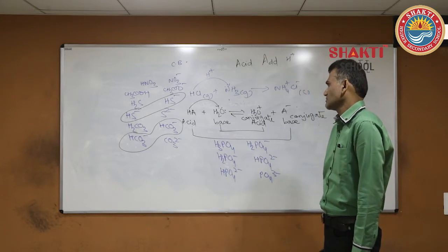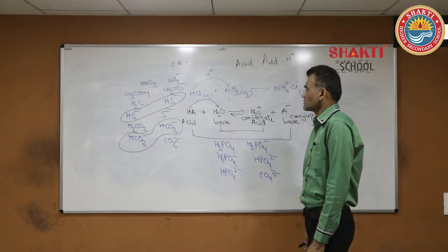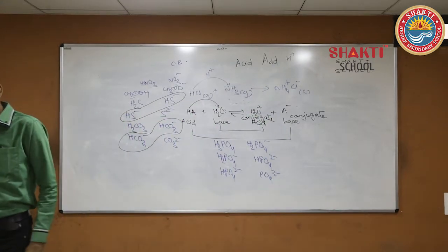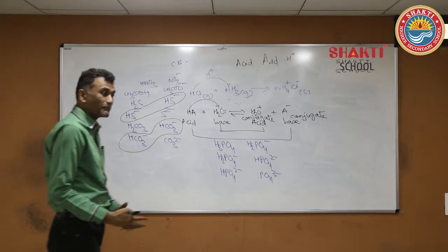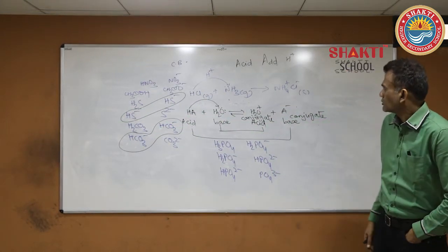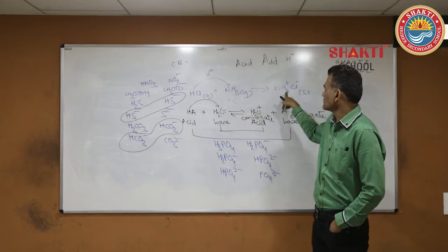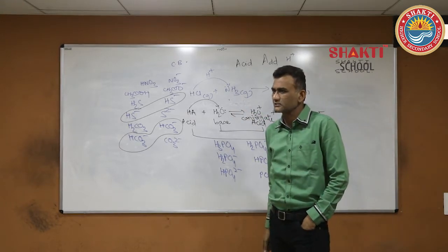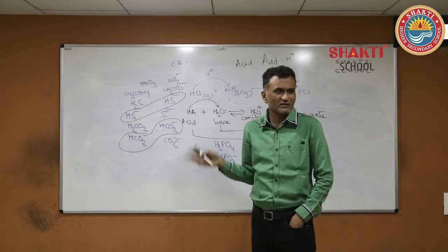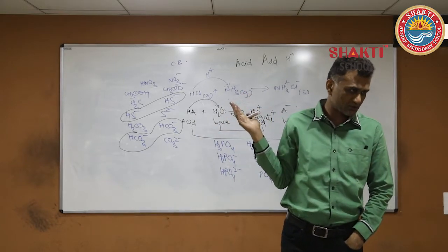Okay, it seems that we have explained. Now, Lowry-Bronsted theory is a broader concept as compared to Arrhenius theory. HCl gas combines with ammonia gas to form ammonium chloride. This can be explained based on proton transfer theory, but there is no water involved in this.